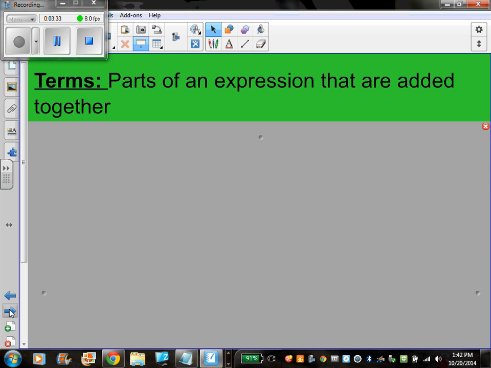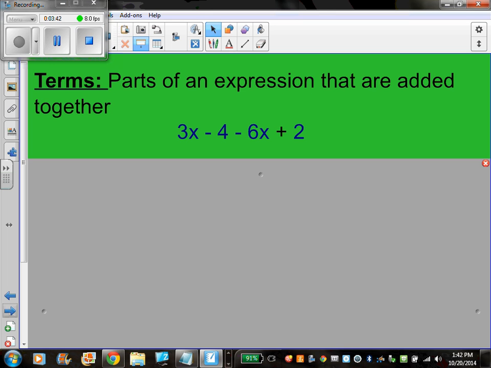All right, more vocab. We have terms. These are parts of an expression that are added together. So, in this example here, each of these individual parts, the 3x, the 4, the 6x, and the 2, are all terms. Technically, the 4 is a negative 4, and the 6x is a negative 6x. Those are being added into the whole thing.